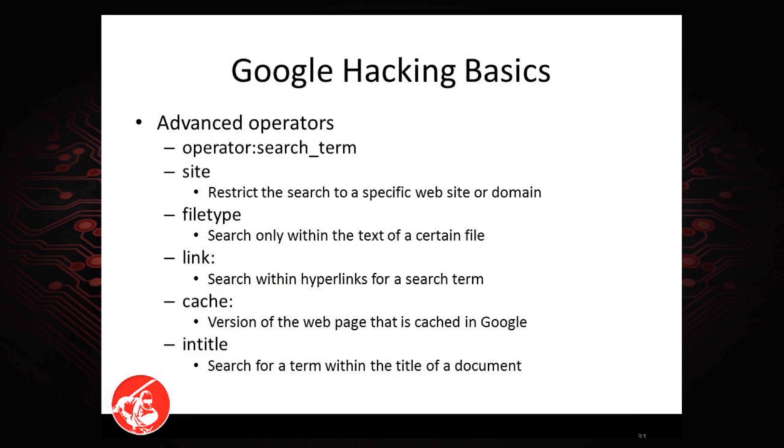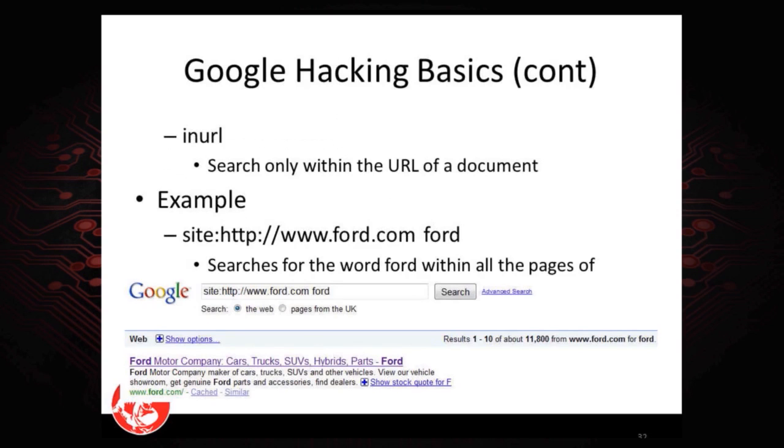Well, advanced operators. We can look at site, which restricts the search to a specific website or domain. Filetype, search only the type of a file. Link, search within hyperlinks for a search term. Cache, a version of the web page that's cached by Google, which is quite common. Intitle, search for a term within the title of a document, which is another common way of looking for different types of things. So some basics. Inurl, search only within the URL of a document.